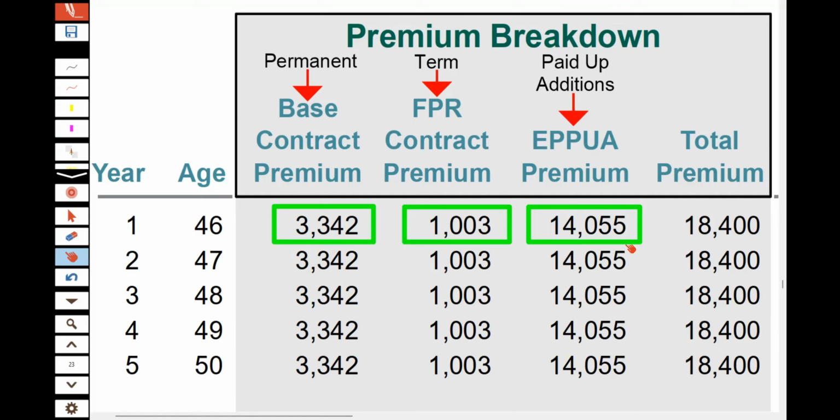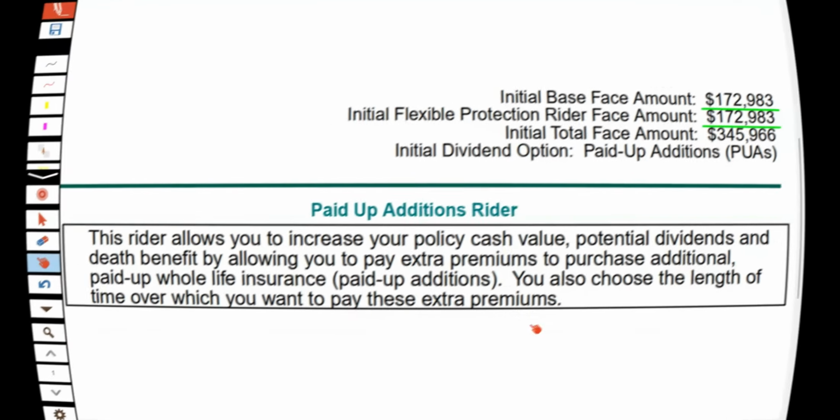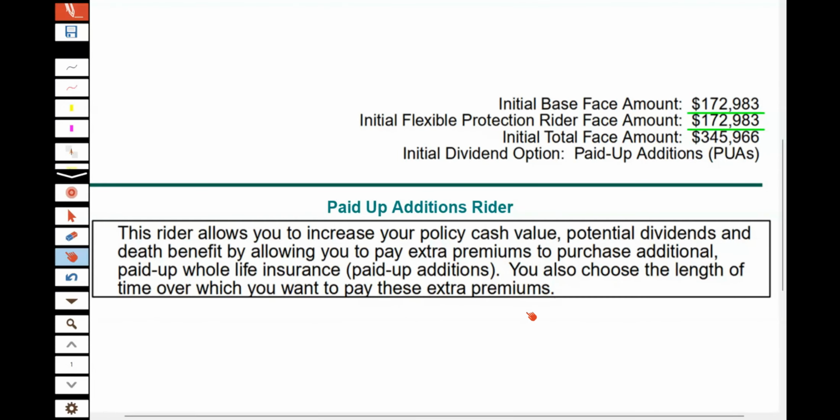Okay. So again, 14,055 in the first couple of years, this is where your cash value accumulation is coming from. So if this amount is not put into the policy, you will have no cash value. So you want to put this in. In this last slide, we're going to cover why you want to put that additional amount of money in. And we're also going to look at the amount of death benefit that is being purchased from the whole life premium and the term rider premium.